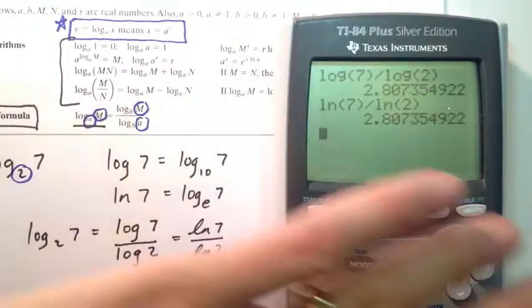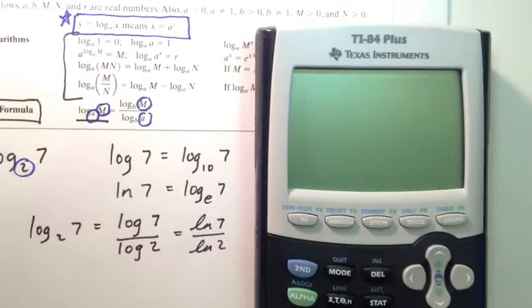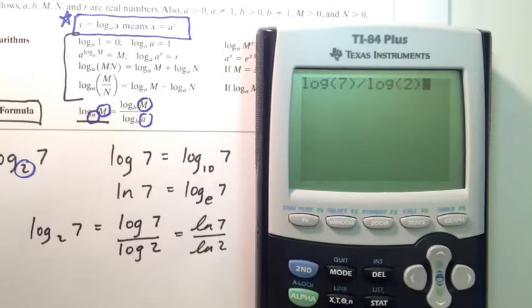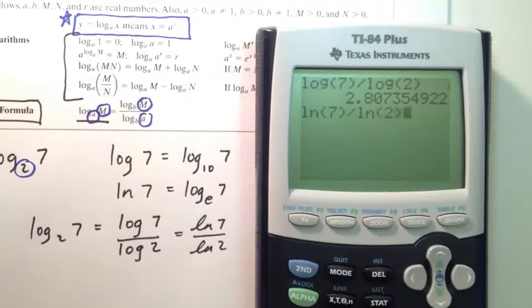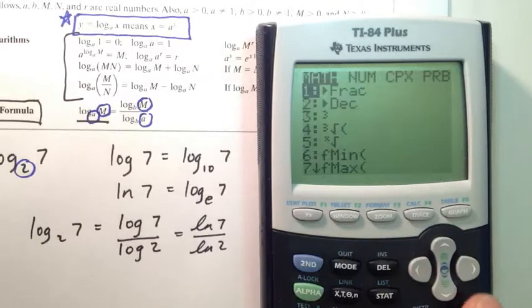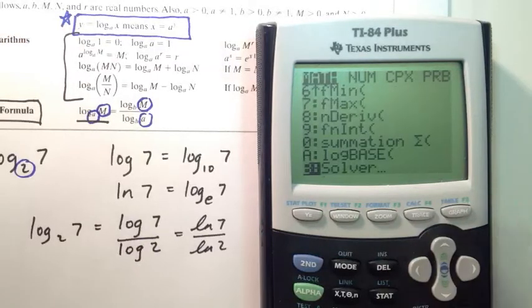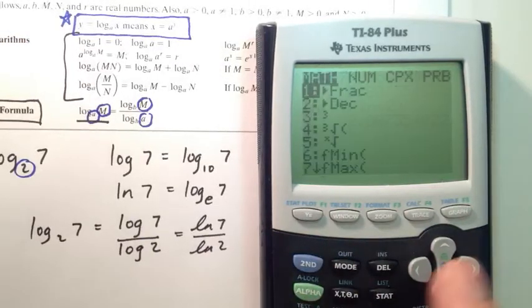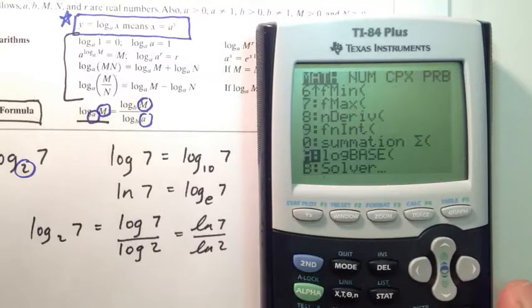Now, the fancy calculator, you can do the same thing with. You can do log of 7 divided by log of 2, and again you get the same thing, and ln of 7 divided by ln of 2. But the newer calculators have this feature, and I'll show you. Math, up arrow. So we'll start over. Math, up arrow, and then up arrow one more time, you have log base.